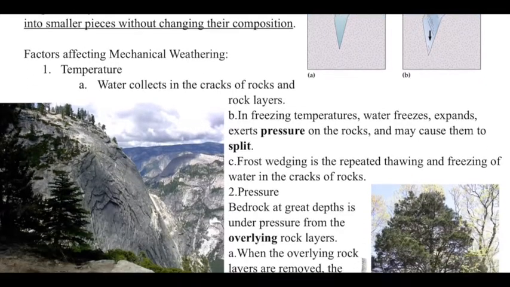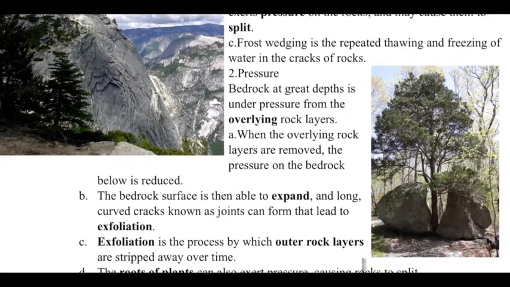You could have other ways that this could happen. For instance, a tree root could do it. As a tree is growing down, that root could go down into the rock and eventually split the rock. On the left is some igneous rock that is exfoliating, where it's shearing off in sheets.